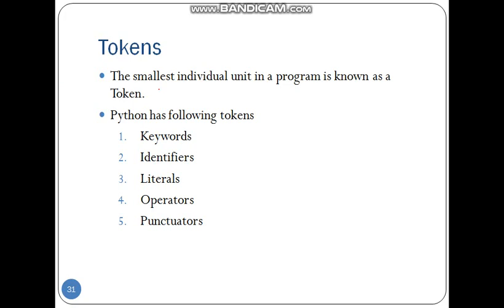Then let's see what a token is. Related to programming languages, there is a term called a token. It is the smallest individual unit of a program. Python tokens can be classified as keyword, identifier, literal, operator, or punctuation. Keywords have special meaning, identifiers mean variables, literals mean constants, operators mean plus, minus and so on, and punctuation means special symbols used in a program. So that's all in this video.